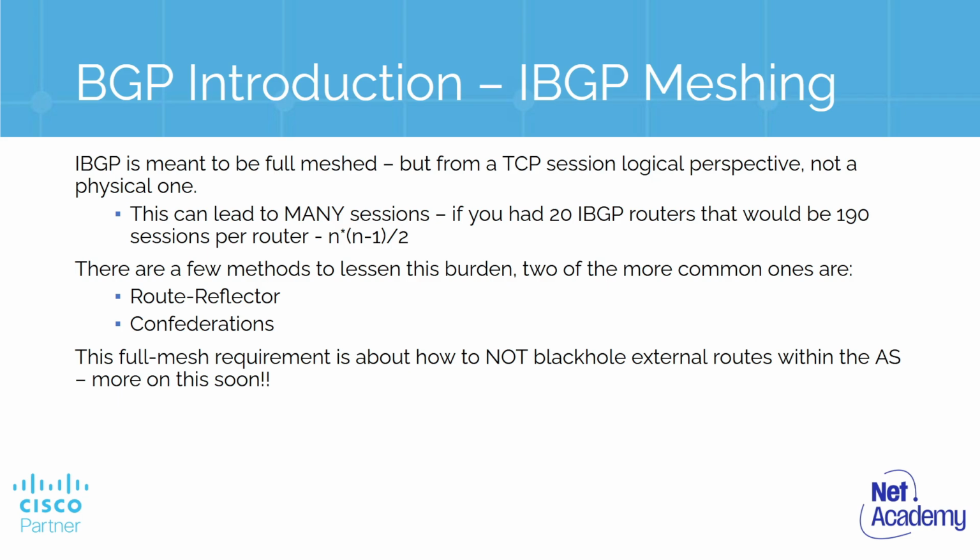However, think of an ISP that might have 100 IBGP speakers or something like that, and you can see how that could get out of hand pretty quick. There are a few methods to lessen that burden. The 2 common ones are route reflectors and confederations. I don't think we'll get into either of these. I don't think you're likely to deal with them if you're doing day-to-day BGP work.